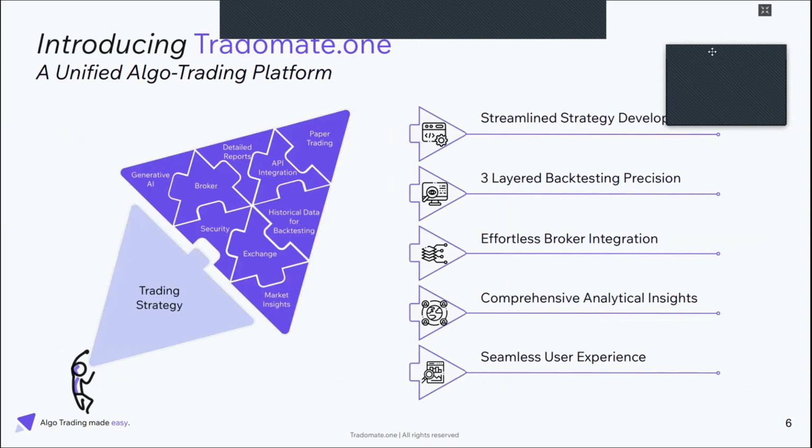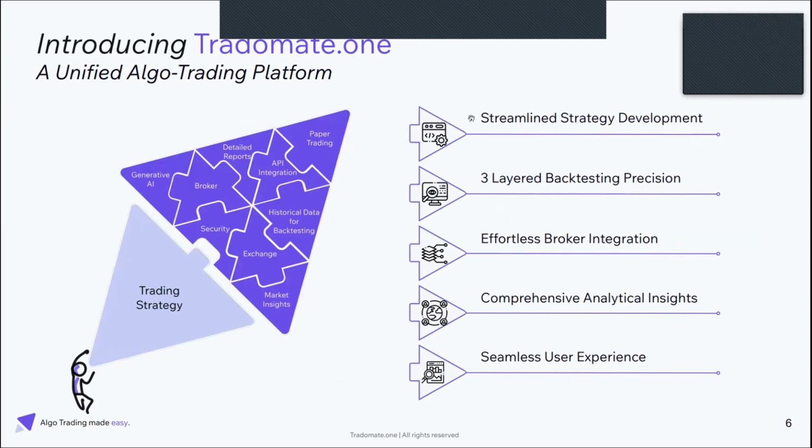Yes. Yeah. So we have integrated all these important segments together, which is paper trading, API integration, detailed reports, historical data for backtesting, exchange, market insights, security, broker, and generative AI as well to help clients make their own strategies. The client just needs to bring his or her trading strategy to the platform, and that's it. They will see the entire detailed analysis of their strategy. They can deploy it on paper trading. They can deploy it on real-world trading, which is real money, by integrating their favorite broker, for example, Zerodha, Groww, or in the US, it can be Alpaca or any other, Robinhood, for example.